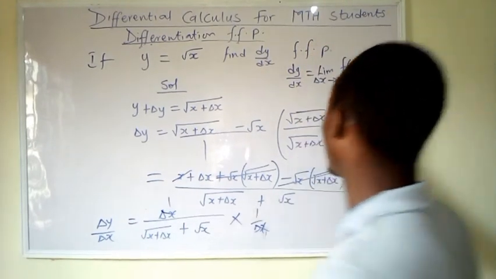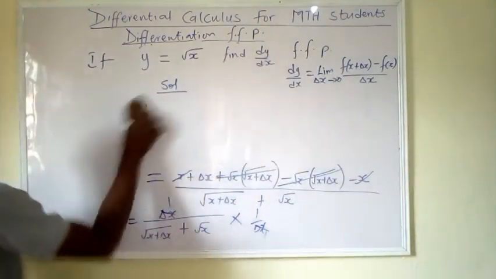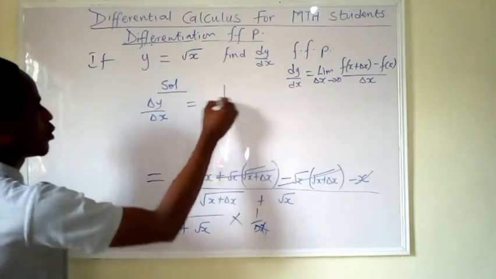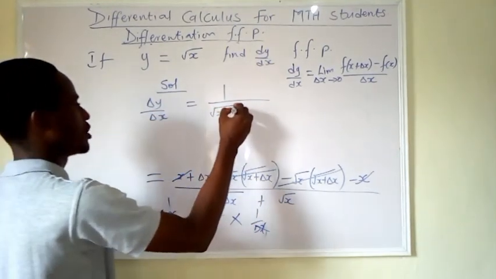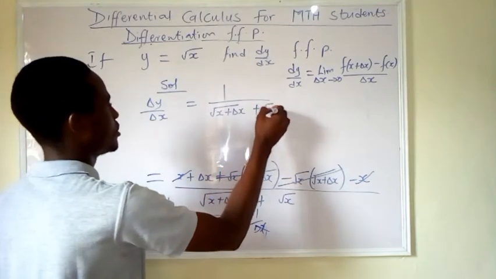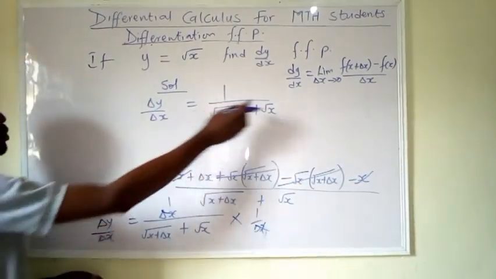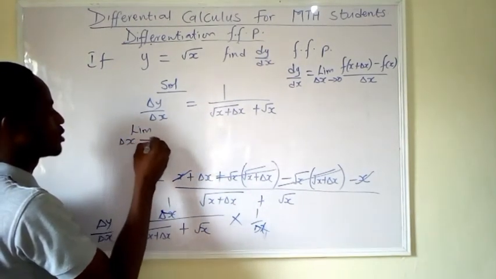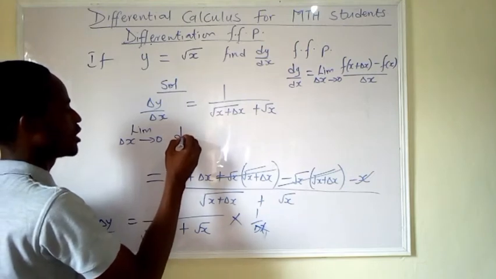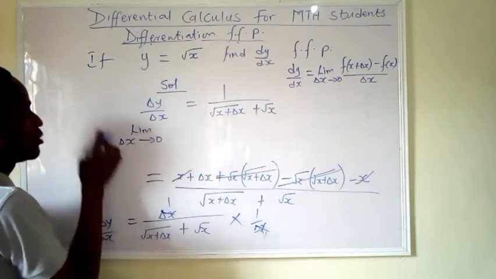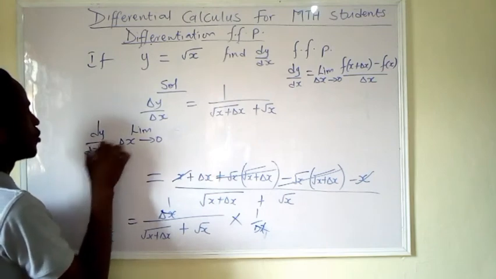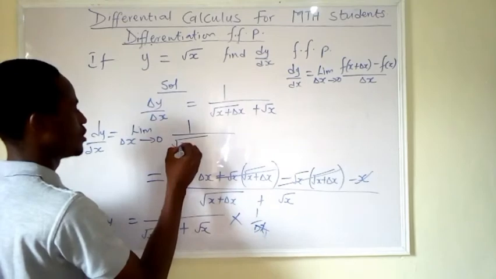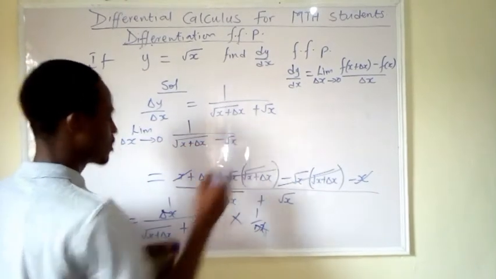So if that gives me 1, what next? I'll be left with change in y all over change in x equals 1 all over root x plus change in x plus root x. So of which we can actually say, okay, the limit as change in x tends to 0 will now be dy/dx. The limit, the dy/dx now will be equal to the limit as change in x tends to 0 of 1 all over root x plus change in x minus root x.